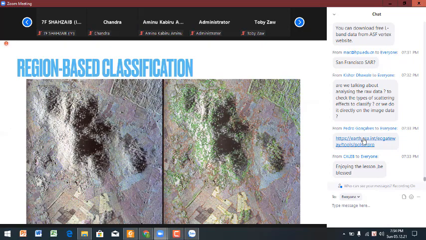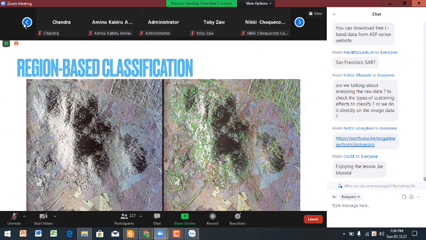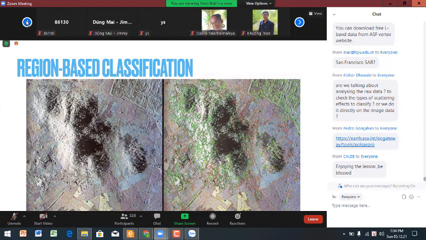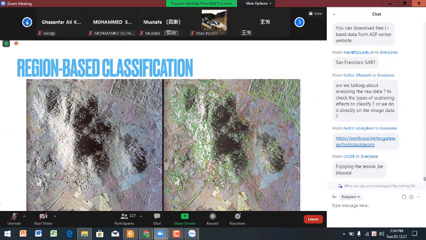You are going to get much better results, because the speckle effect is really messing up your classification. If you do not deal with it, it's actually rather meaningless to do it pixel by pixel. So region-based classification and a decomposition of the polarization is typically the way to go.